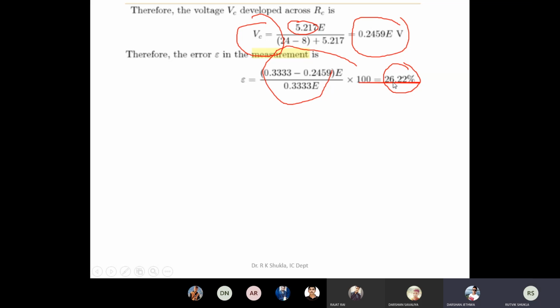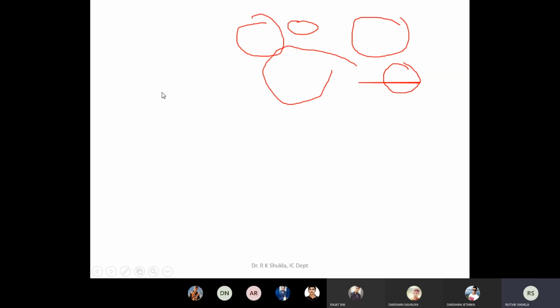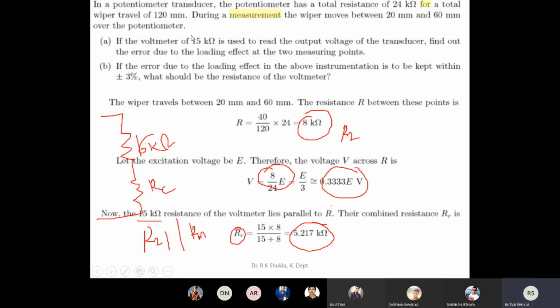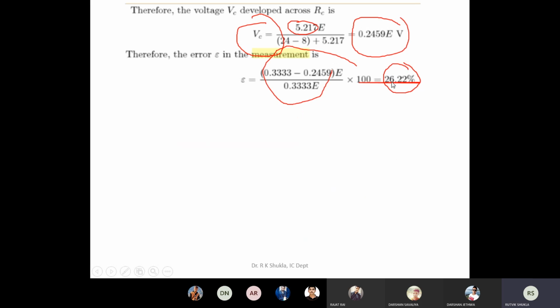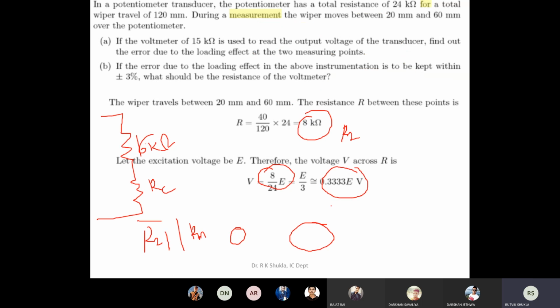Clear? See how much error you are getting just by putting a voltmeter which has an internal resistance of 15 kilo ohm, while your measurement is across 8 kilo ohm. You measure across 8 kilo ohm and the resistance is 15 kilo ohm, so even with double the resistance, see the error. The error you are getting is around 26.22%. Clear? So that is the first part.